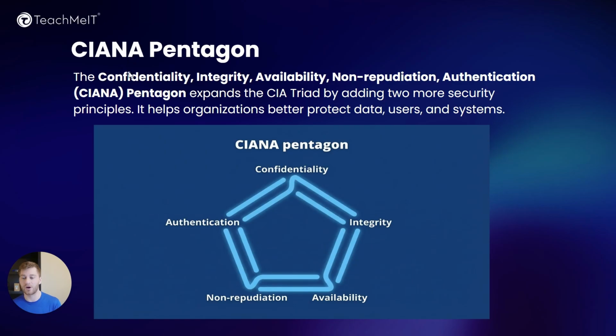So this kind of builds off of CIA. So here this stands for confidentiality, integrity, and availability, which makes up the general CIA. And then we have two new terms for the CIANA pentagon, which is non-repudiation and authentication. This helps expand the CIA triad by adding two security principles. It helps organizations better protect data, users, and systems, and it's kind of like an updated CIA. Here we have confidentiality, integrity, availability, non-repudiation, and authentication making up our CIANA pentagon.